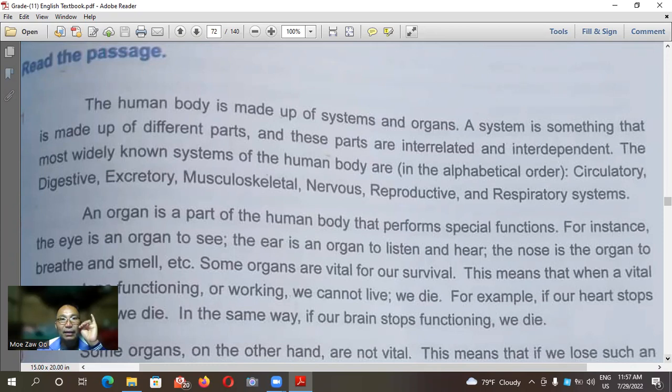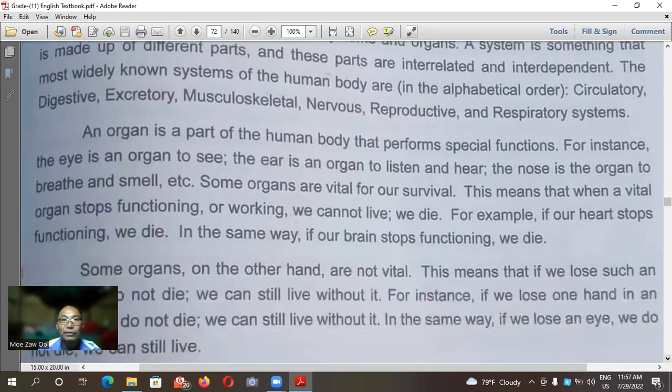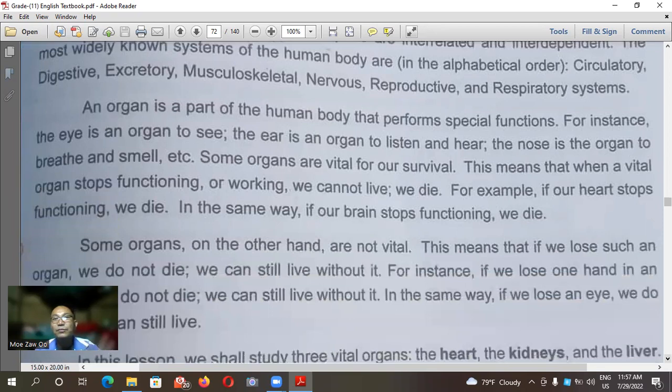musculoskeletal, nervous, reproductive, and respiratory systems. Next paragraph. An organ is a part of the human body that performs special functions. For instance, the eye is an organ to see. The ear is an organ to listen and hear. The nose is the organ to breathe and smell, etc.